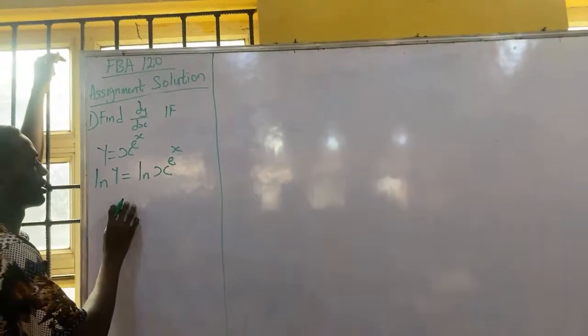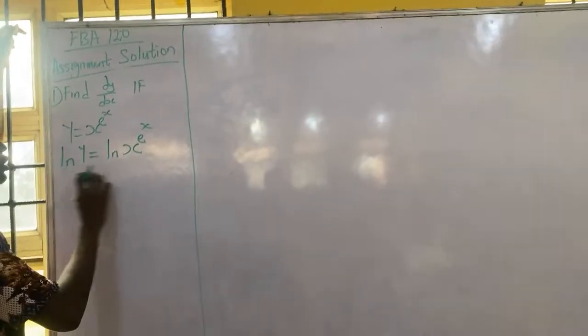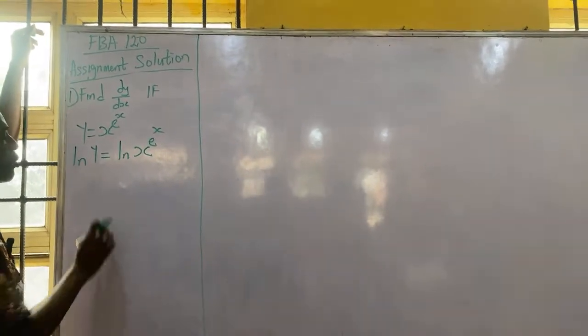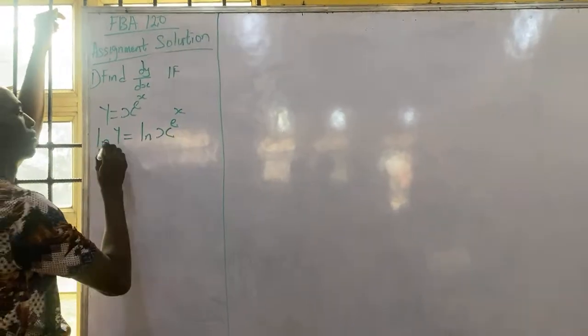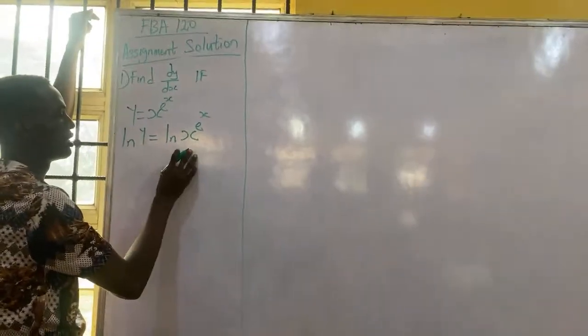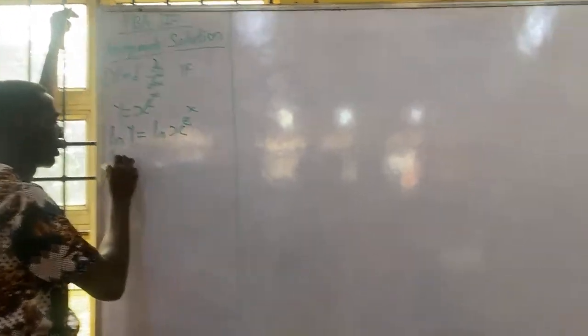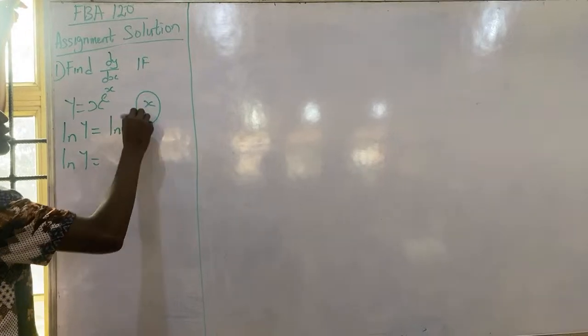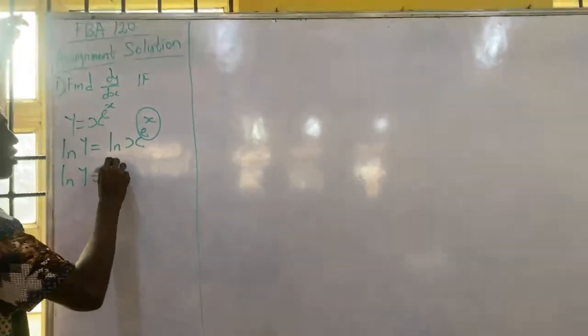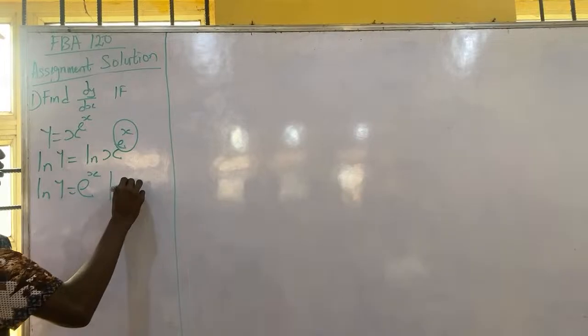So once you are done with that, before I move forward, I want to know that this is what? It's more of an implicit function. So this is what you do. After you are done with this, you rearrange again. So this is ln y is equal to, you take the whole of this, you take it back, that is e to the power of x ln x.